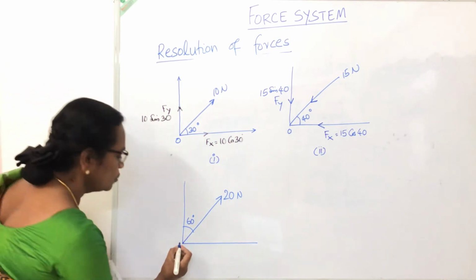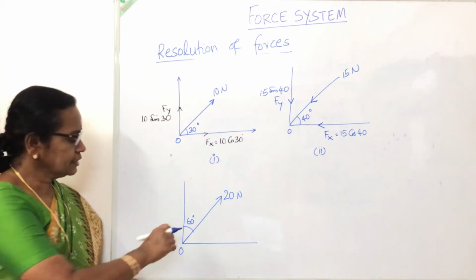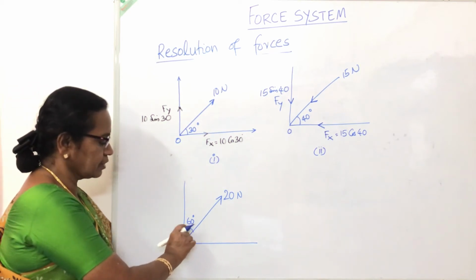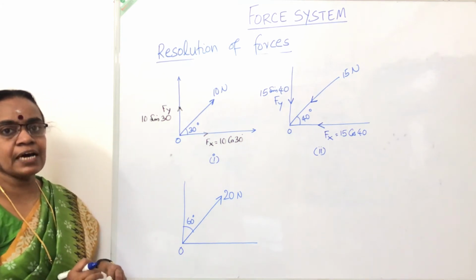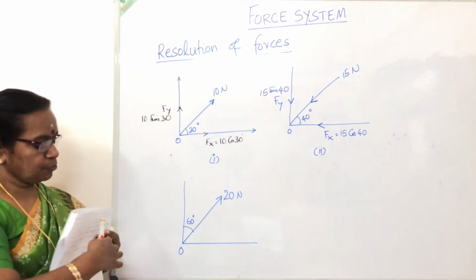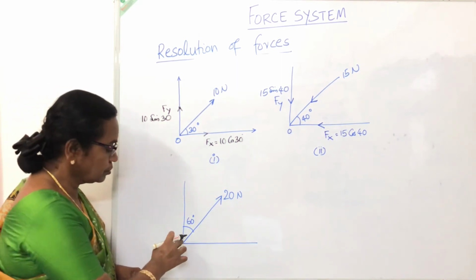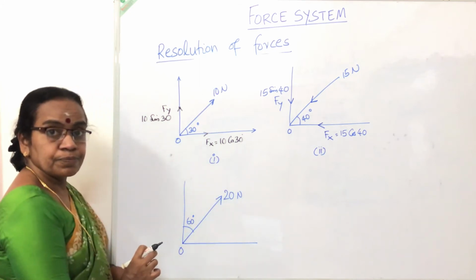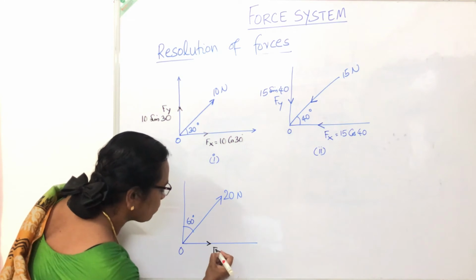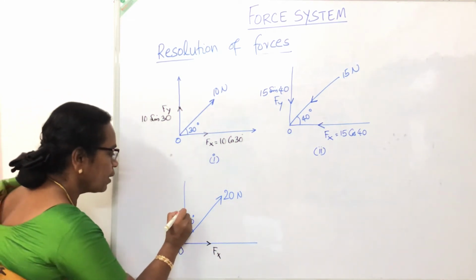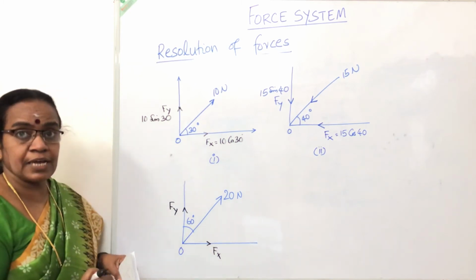Say a force of 20 Newton acting at 60 degrees with the vertical side. First of all, let us mark the directions of the components. This force is away from O, or outward from O. So the component should also be outward. This is Fx. This should also be outward. This is Fy. So these are the directions. Hope there is no doubt in that.